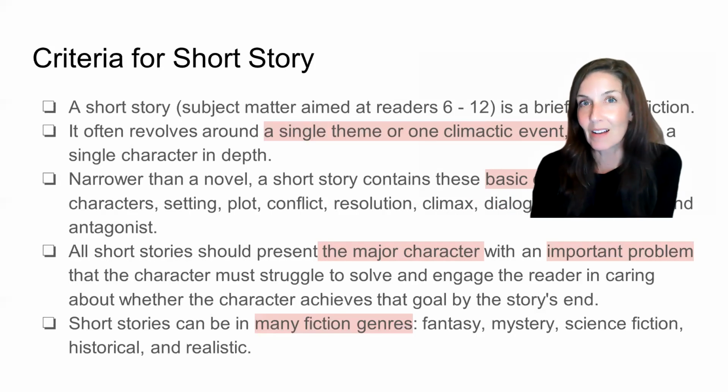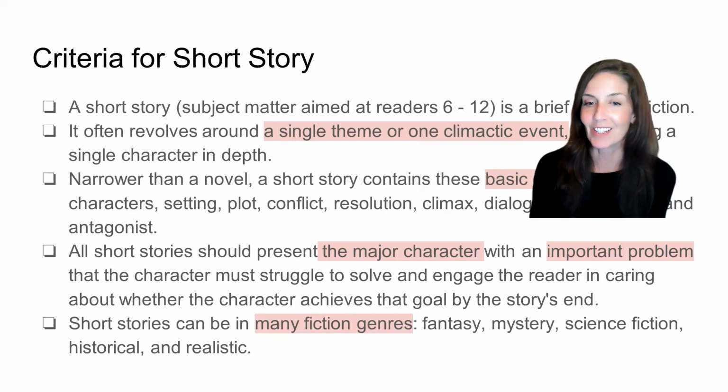All right, so we have looked at mentor texts, thinking about what makes a story good, eliciting some criteria for the short story. And so now the next step is to get into some drafting.